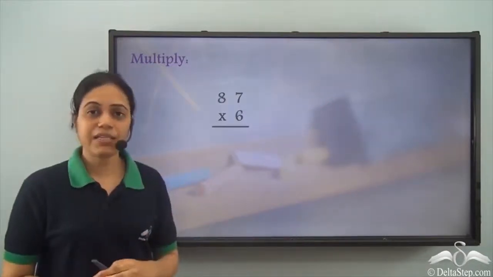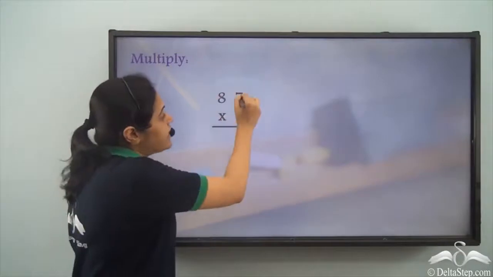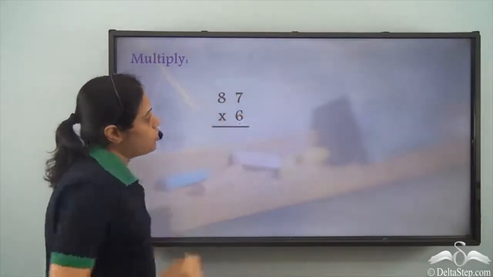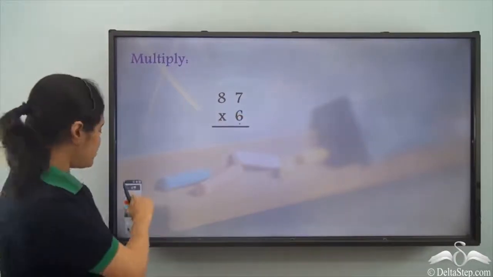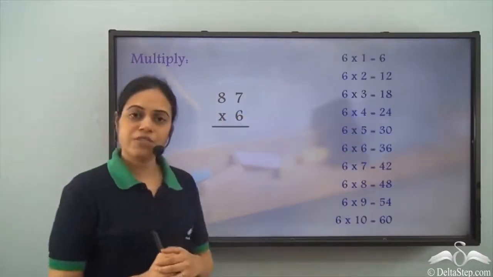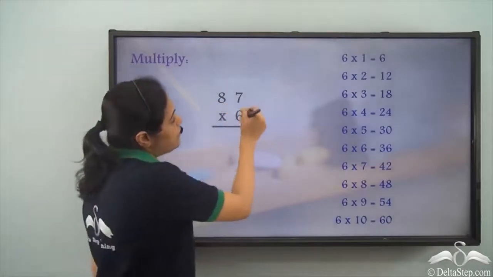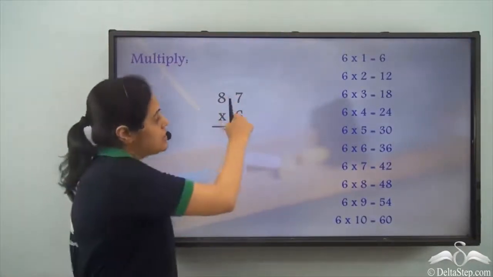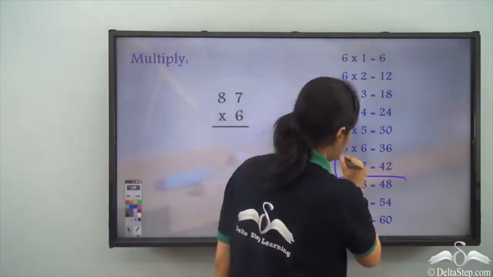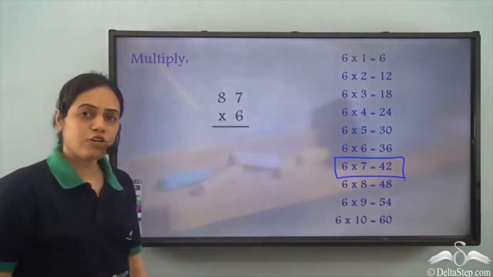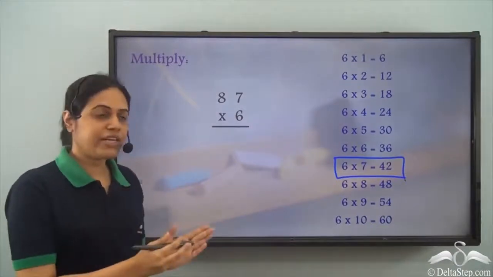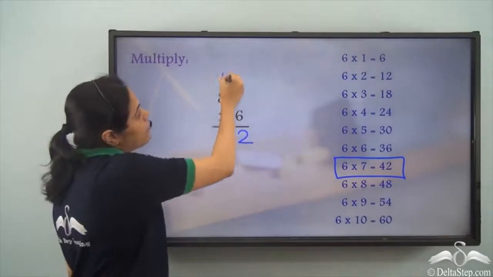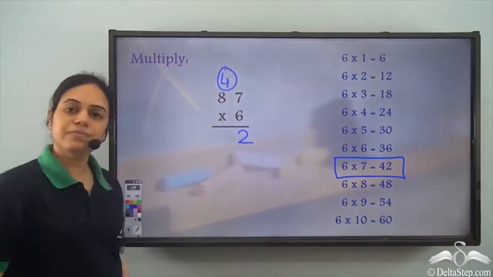Now, let us multiply these two numbers. I have 87 into 6. So, I need to remember the table of 6 for this. I have the table of 6 here. First, I will multiply 6 by the ones digit, that is 7. 6 into 7 is 42. So 42 is 2 ones and 4 tens. 2 ones is written here and 4 tens is carried here.